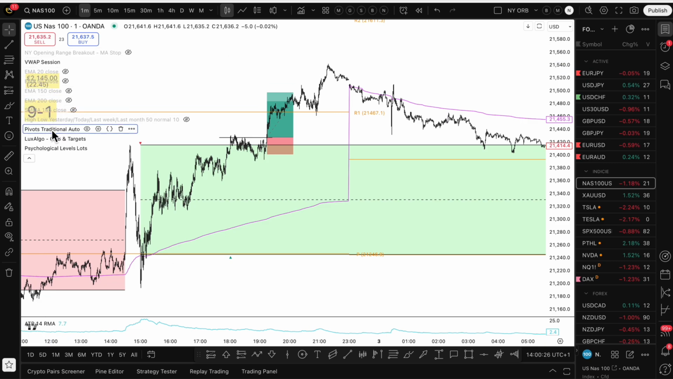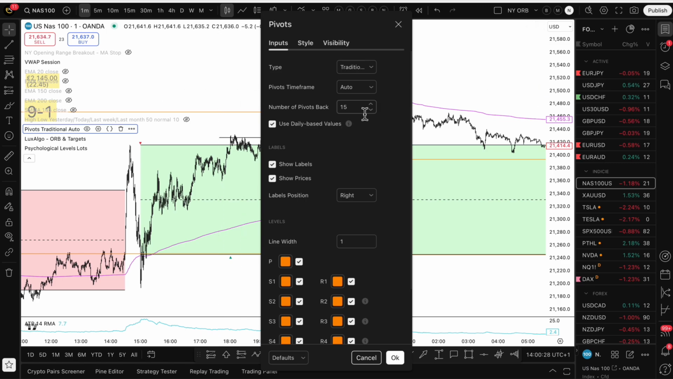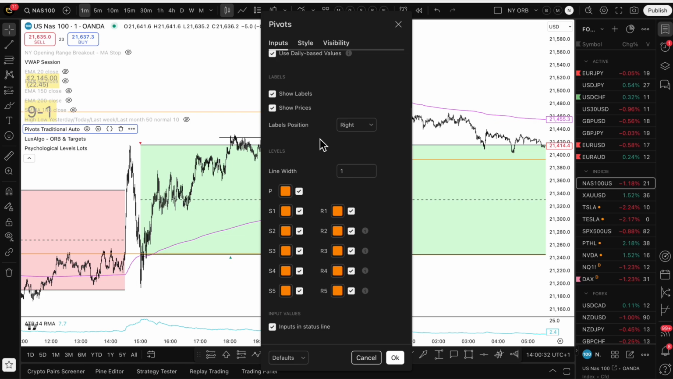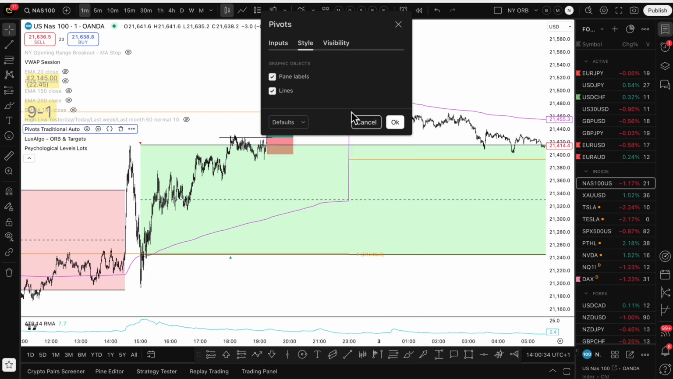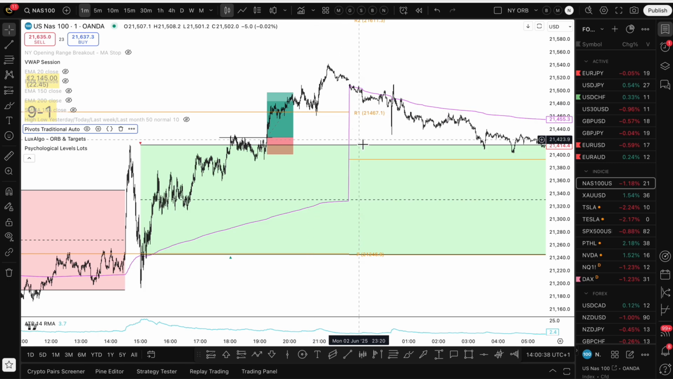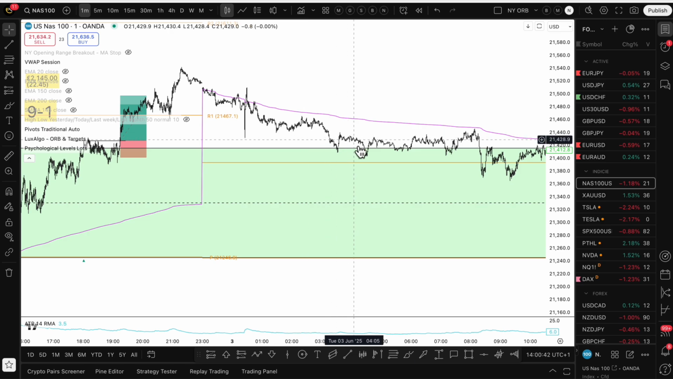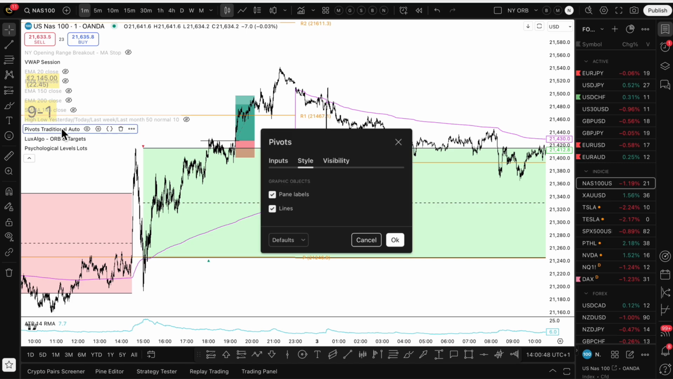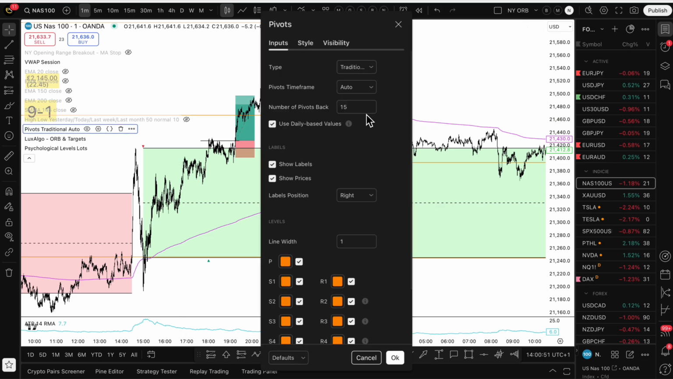So the first one I use is Pivots by LuxAlgo, and these are the settings here. Now what this does is it just basically plots out these orange lines on your screen, and you will be amazed at how many times the market goes to here and bounces or reverses. They're pivot areas. Sorry, I said this was by LuxAlgo, it isn't. It's a default TradingView indicator.